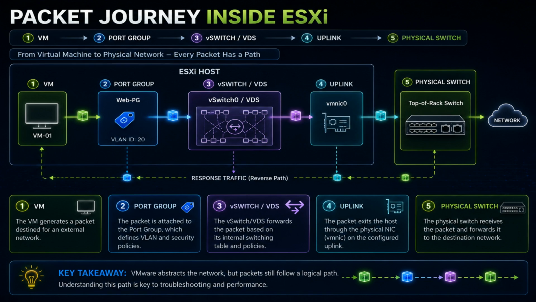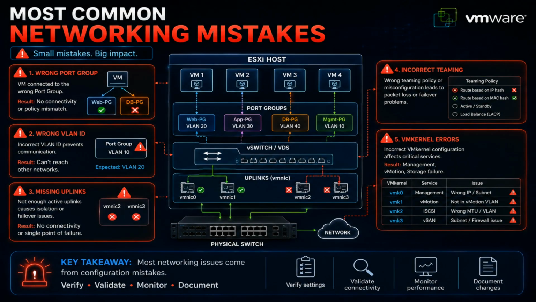And understanding this path helps explain why most VMware networking problems occur. Most VMware outages are surprisingly simple mistakes. A VM gets connected to the wrong port group, a VLAN ID is configured incorrectly, an uplink is disconnected, NIC teaming settings don't match the physical switch configuration, or a vMkernel adapter is misconfigured. These small configuration mistakes often create major connectivity problems. The good news is that once you understand the architecture, troubleshooting becomes much faster.